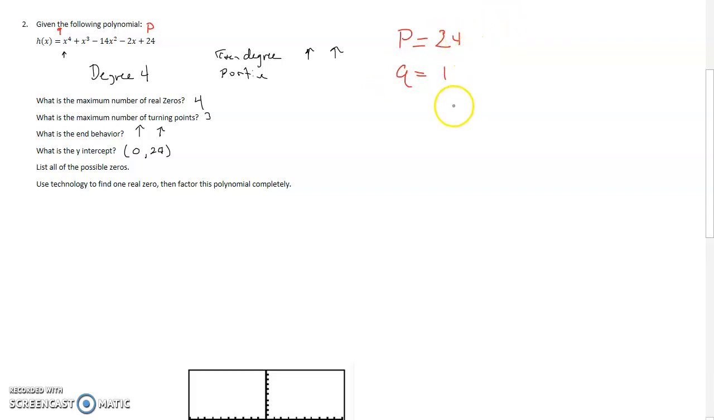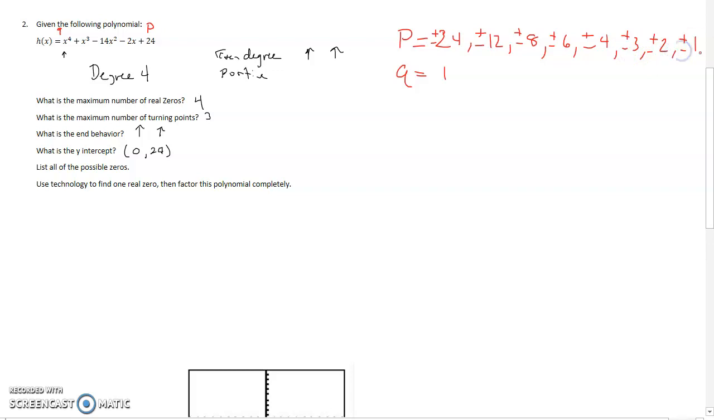Now we're going to want to write all of the factors of 24. So all of the factors of 24 are plus or minus 24, plus or minus 12, plus or minus 8, plus or minus 6, plus or minus 4, plus or minus 3, plus or minus 2, and plus or minus 1. And then all of the factors of 1 are just plus or minus 1.